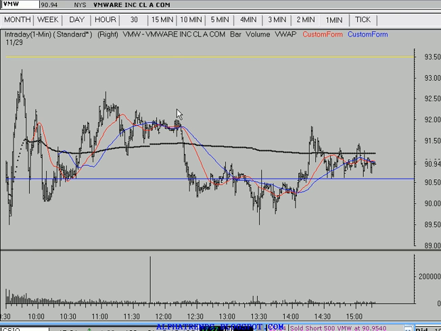Just did a trade in symbol VMW. This is VMware. You can see down here I just sold short 500 shares at $90.54.